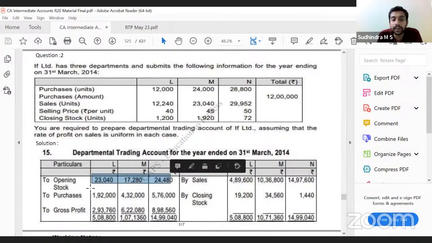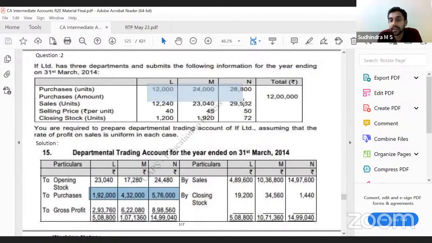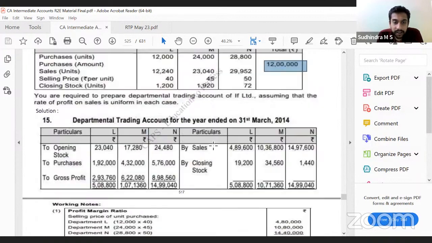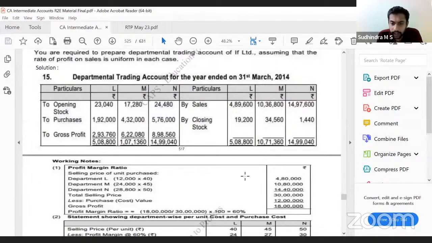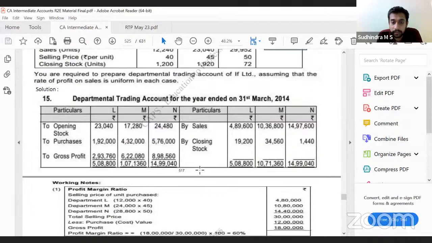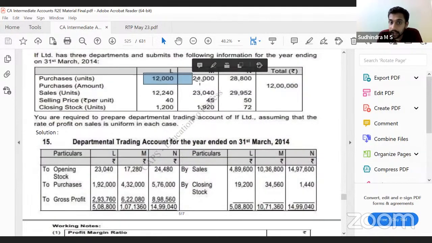Purchases, how do we bifurcate this? How do we bifurcate this 12 lakh? Omkar? Tell, it's okay. Fine. So first we have to compute the profit margin. If you look into the answer, what have they given us? They have given us the purchases. Correct? They have given us the purchase units.